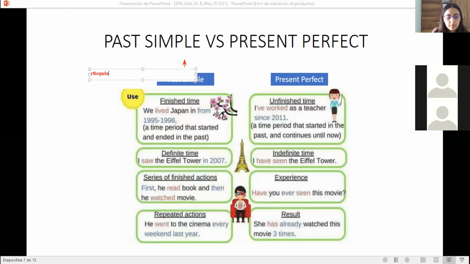Regular verbs with the ending in ed. And if you have irregular verbs, you need to write the past simple form. Okay, so that's an indicator that tells us that a sentence is in past simple.